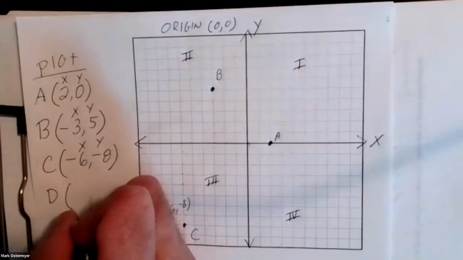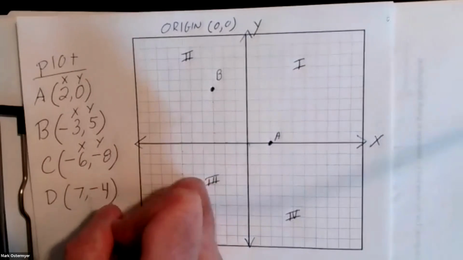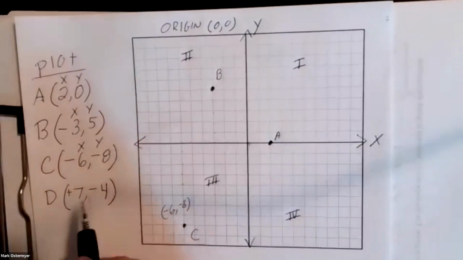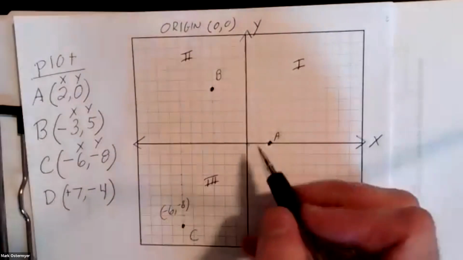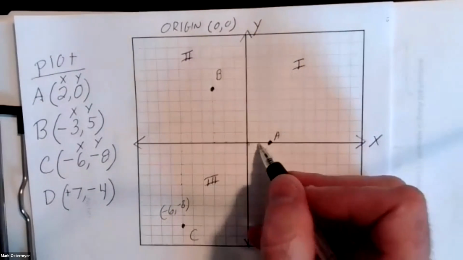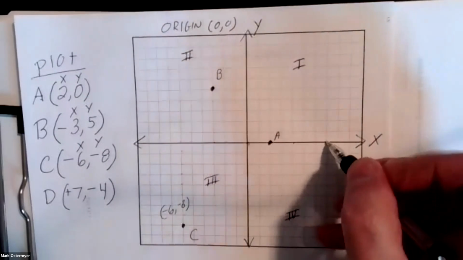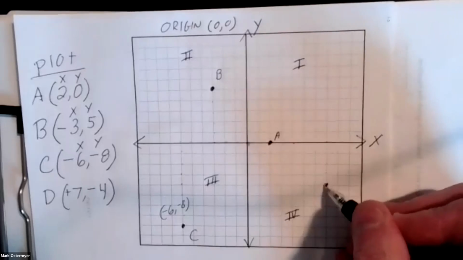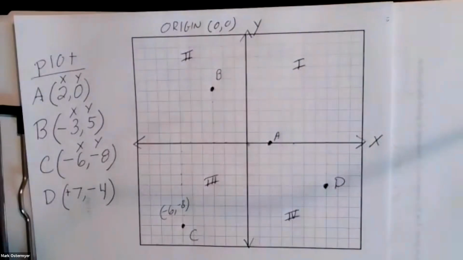Let's plot point D, which is going to be the point 7, -4. To plot point D, we start at the origin, and I move 7 positive units along the x-axis and then down 4 units parallel to the y-axis. So we start at the origin, move 7 to the right, 1, 2, 3, 4, 5, 6, 7, and we move down 4. -1, -2, -3, -4. And there is the point D, and that lies in the 4th quadrant. Any questions how I'm plotting points?